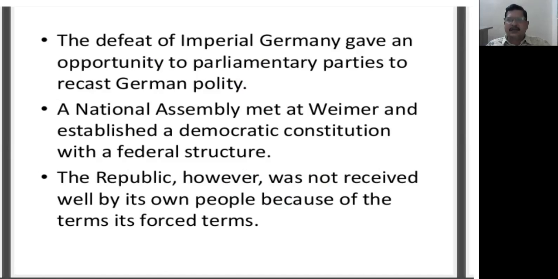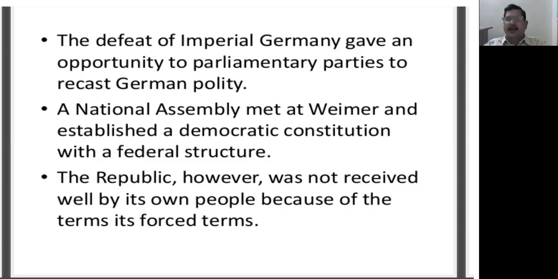Weimar is a place in Germany. That's why they called it the Weimar Republic, and it established a democratic constitution with a federal structure. What do you mean by federal structure? Federal structure means it's controlled by more than two levels of government. For example, India is a federal country. We study in politics that India is what we call a federal country.